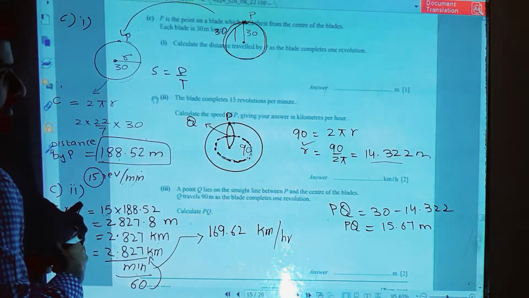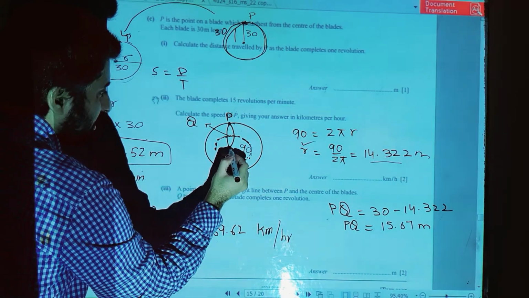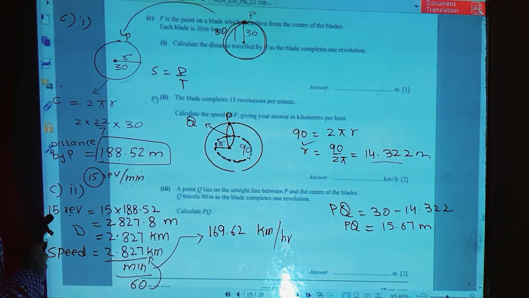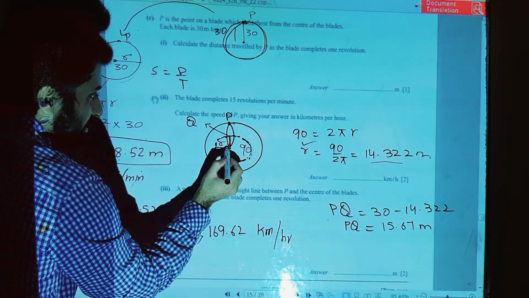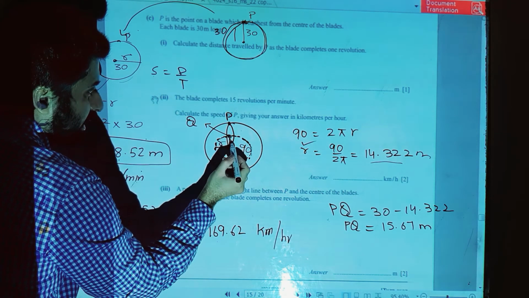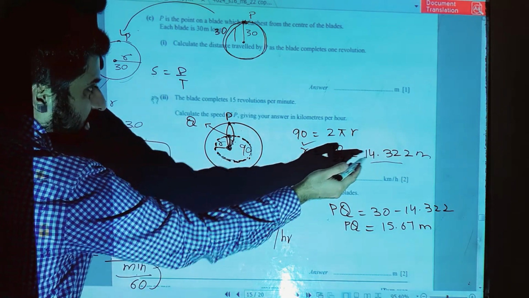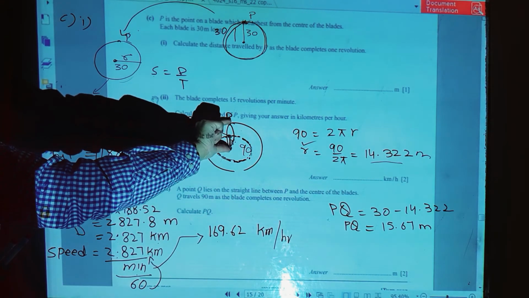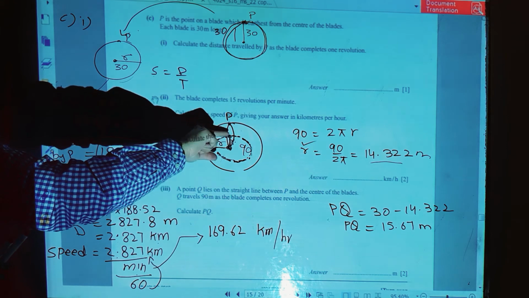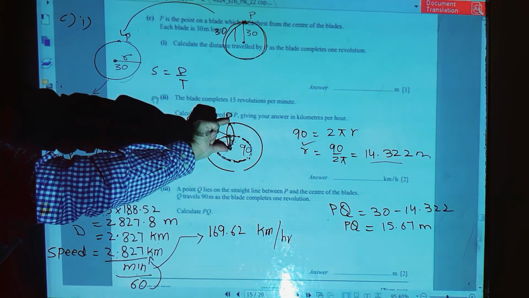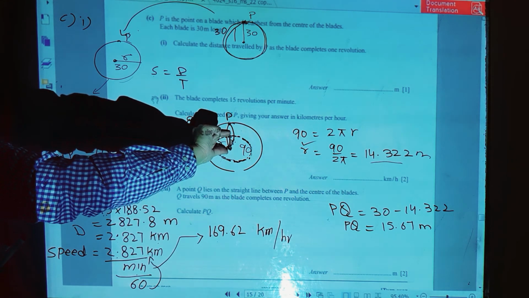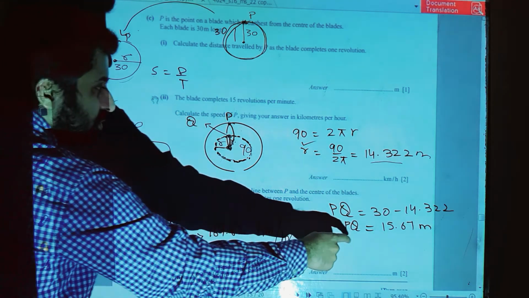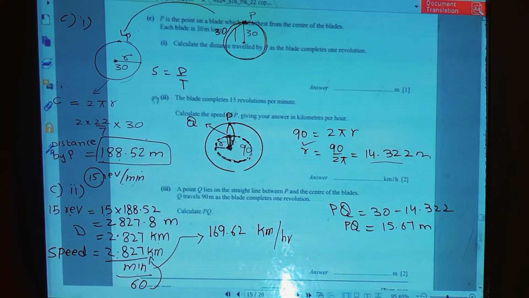This is the radius of the circle formed by Q, which means from the center of the blade till point Q we have a radius equal to 14.322, while the total length of the blade is 30. So the distance from P to Q is the total length of the blade minus the radius of the circle formed by Q. So 30 minus 14.322 will give you PQ as 15.67 meters.